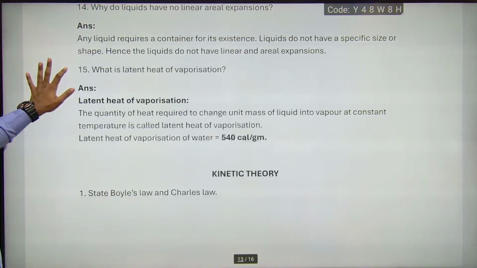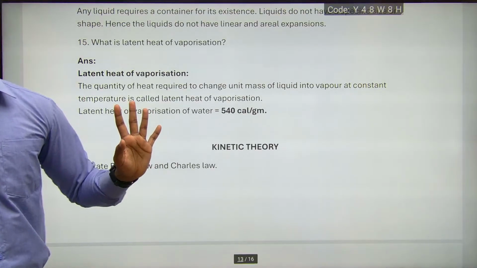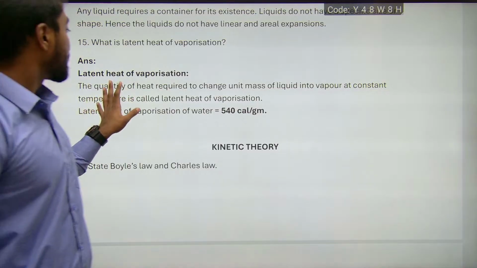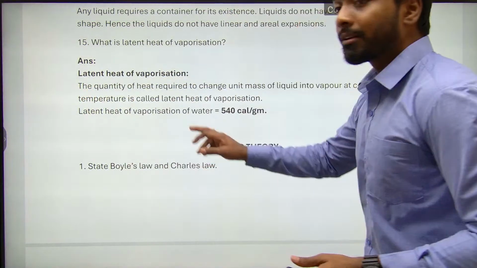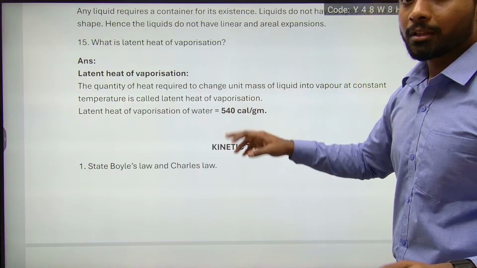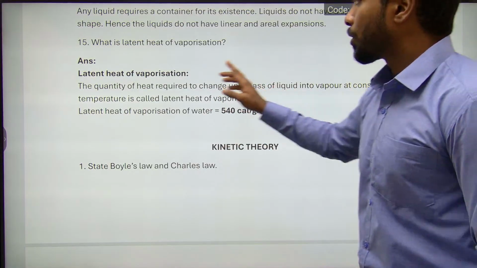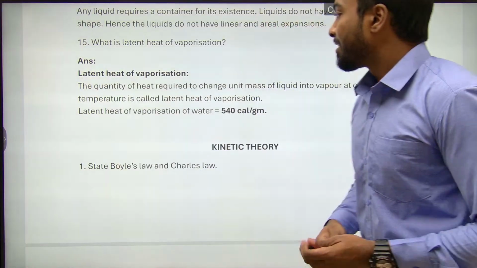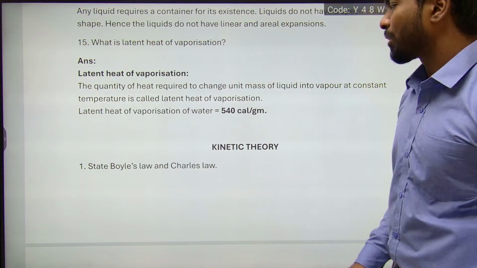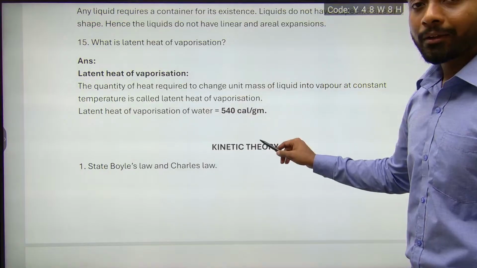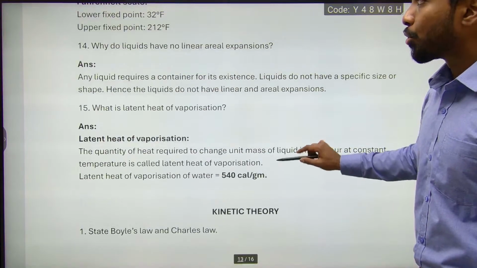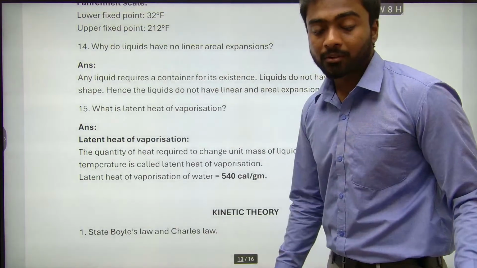Okay, so what is latent heat of vaporization? Latent heat of vaporization means nothing but the quantity of heat required to change unit mass of liquid to vapour at constant temperature, so there is no temperature change. It is called latent heat of vaporization. And what is the value of that? 540 calories per gram.